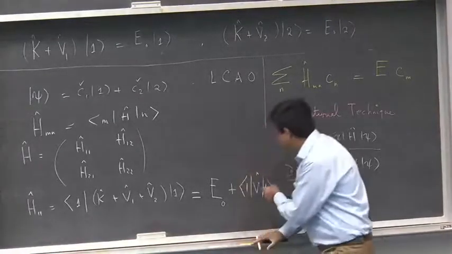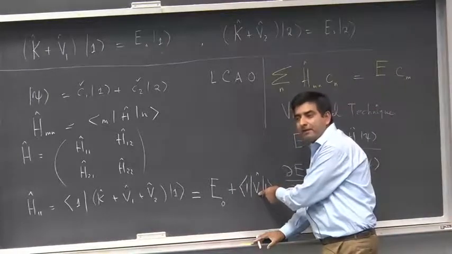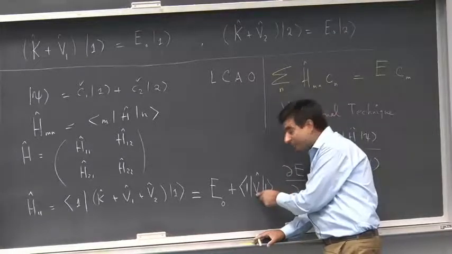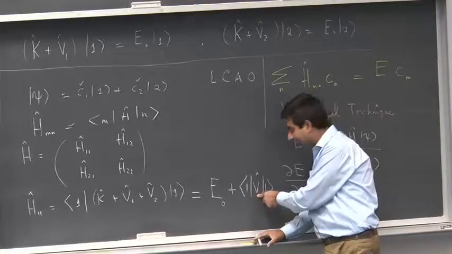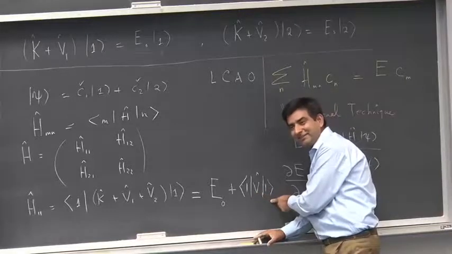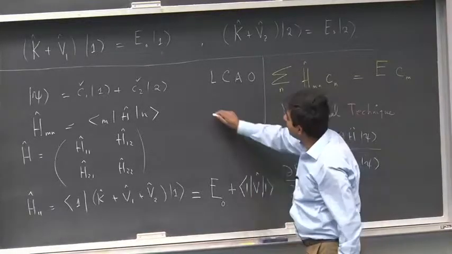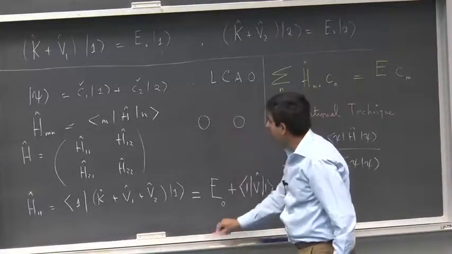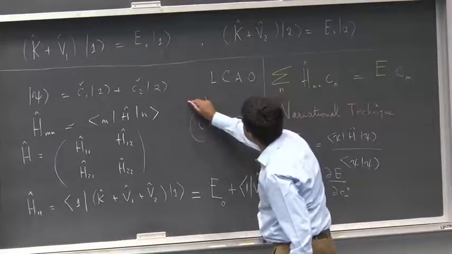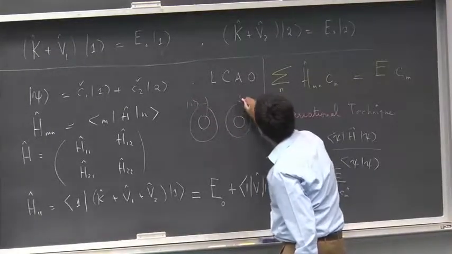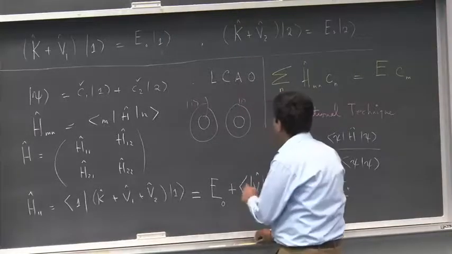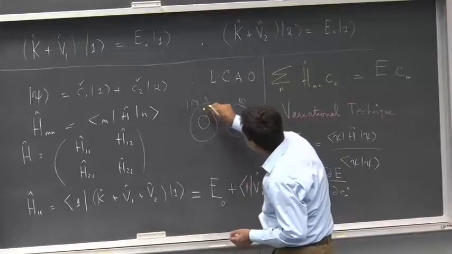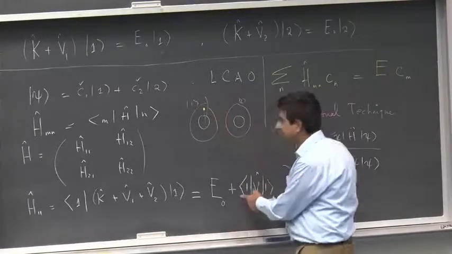Now this is the interaction of an electron that belongs to the first orbital with the second nucleus. If I were to write down the two orbitals, this is just a cartoonic picture: orbital 1, orbital 2. An electron that belongs to orbital 1, that belongs here, is interacting with this nucleus. This is this term.